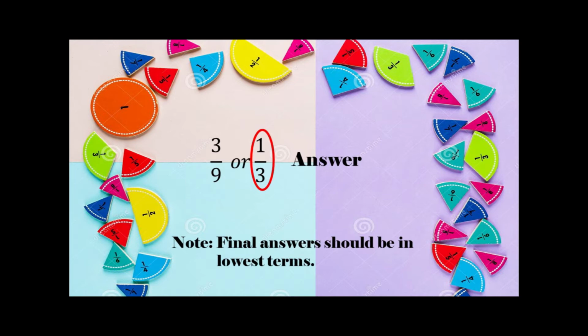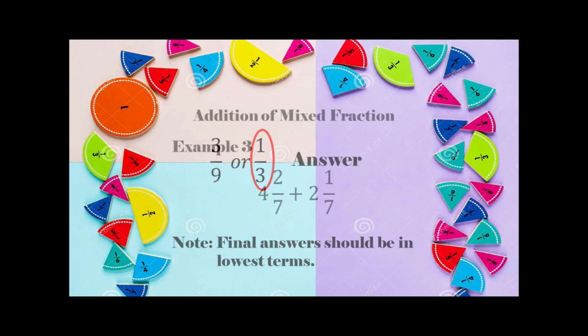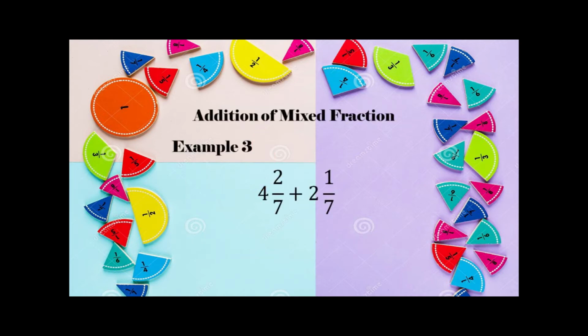How are you going to lowest term your answer? Since 3 over 9 is divisible by 3, you need to divide both the numerator and denominator by 3, and you will get 1/3. And the answer is 1/3. Did you get it? Let's have another example.